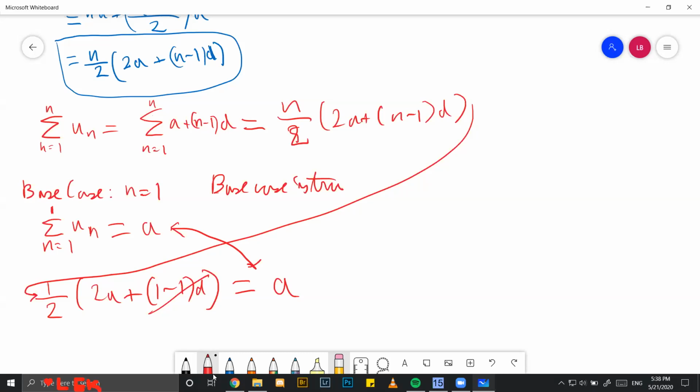It would be better if I changed it to u of k and put this as k, so the parameter in the sigma function is different from the sum. So yeah, you're right about that, but it's not that important right now. Now for the inductive step.